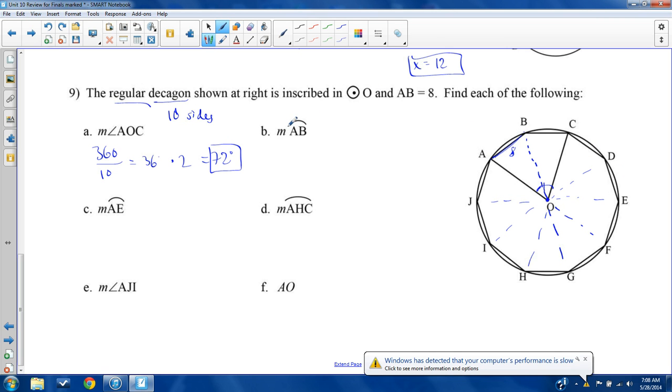Okay, measure of arc AB. Arc AB is just this guy right here, and it's not the length, it is the measure, so it's the same as the central angle. If the central angle is 36 degrees, then the arc is also 36 degrees. So measure of arc AB is 36.